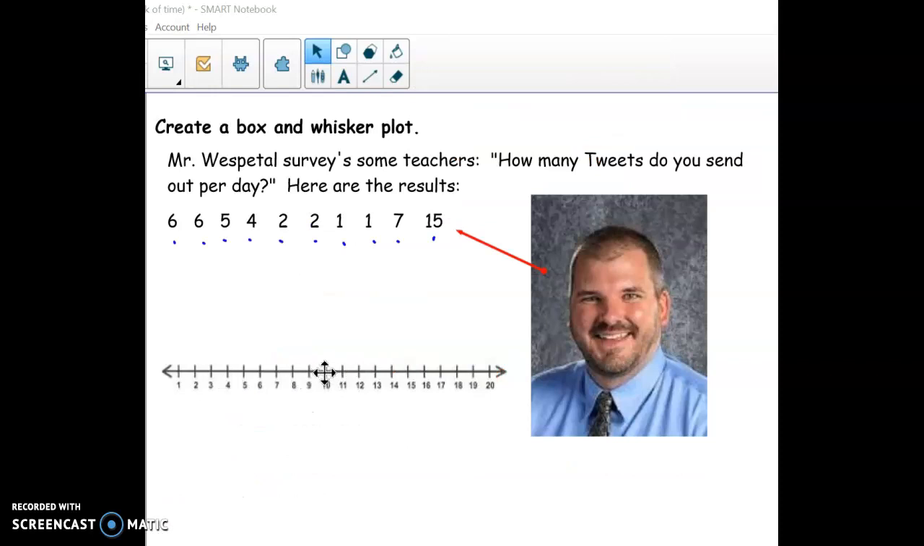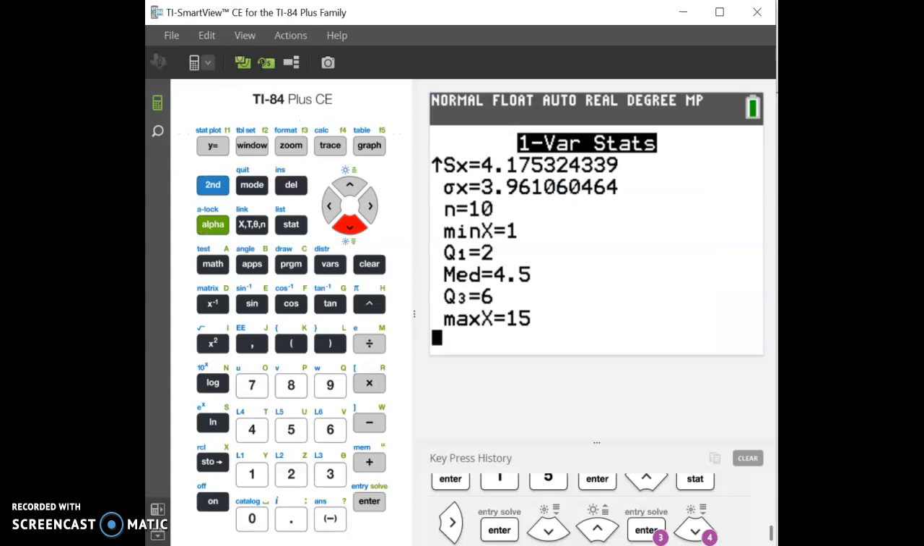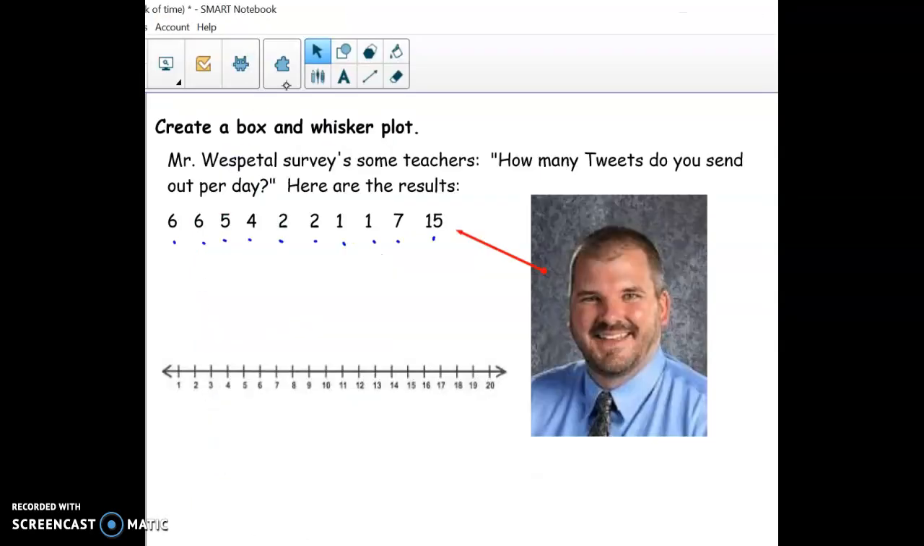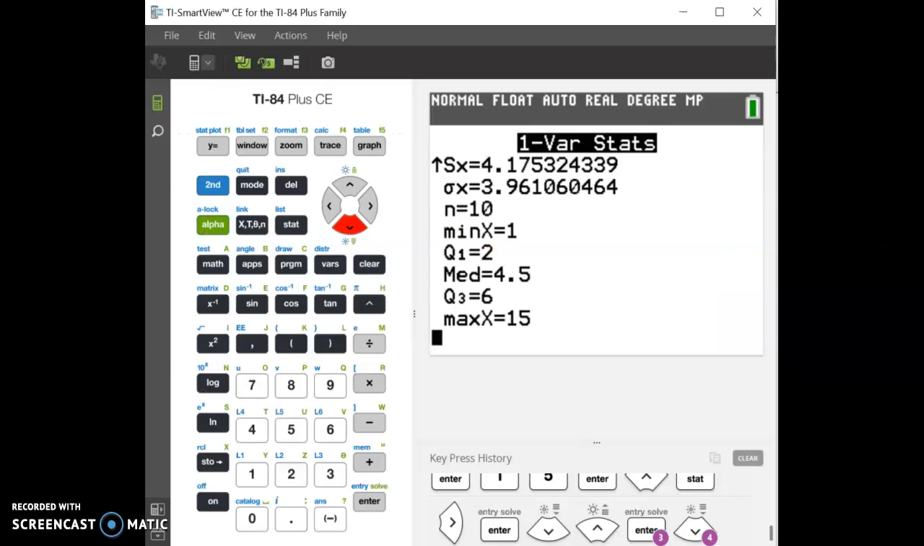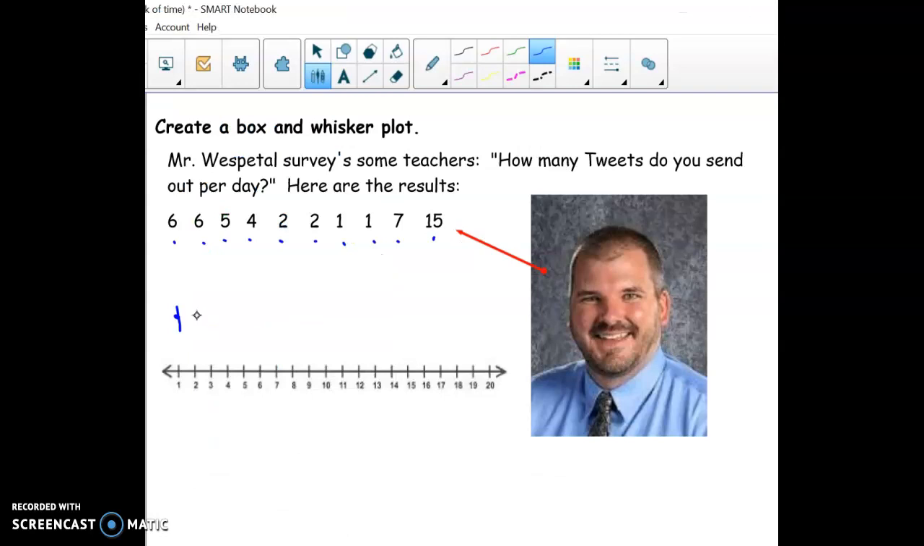Actually, I just copied it off the internet, but you don't have to draw it this detailed. If you want to just do every 5th tick mark, that's fine. But then I'm just going to say, okay, my min was 1, so that's where I'm going to start my whisker. So I'm going to draw a little dot here at 1, and that's where my whisker is going to start. And then my Q1 was at 2. So my box is going to start here.